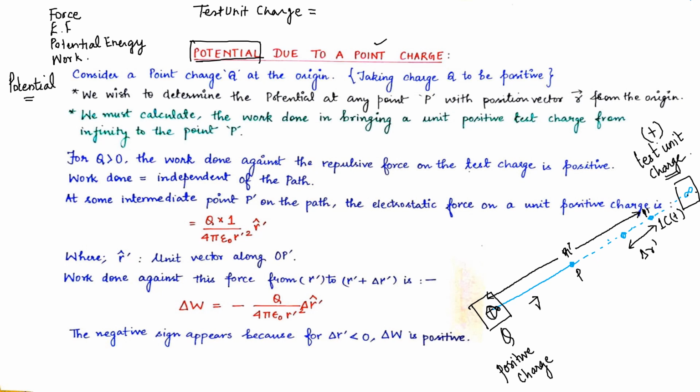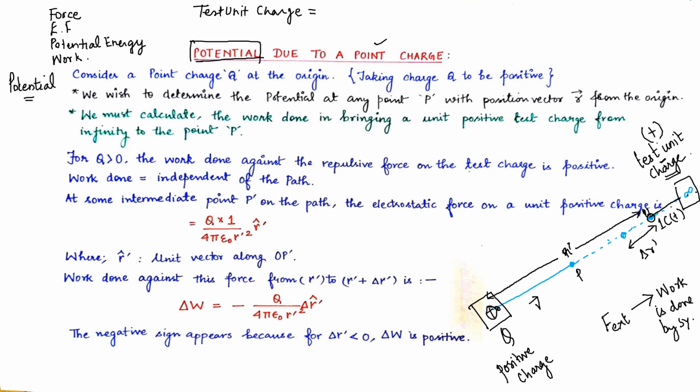Now we did external work. We did work on the test unit charge by providing external force. By providing external force, what we did? We did work. Work is done by system or by us. So we provided external force and we did work on this test unit positive charge, and we brought it to a point P dash.